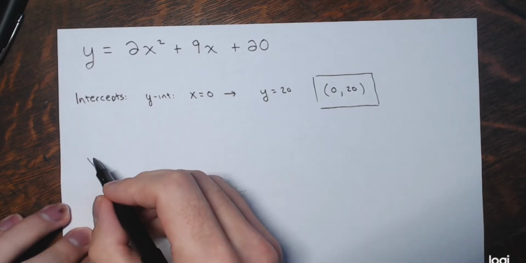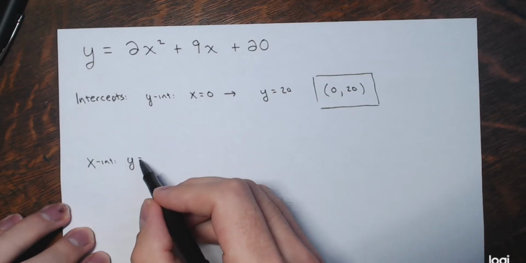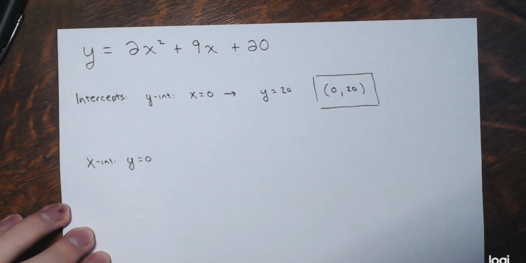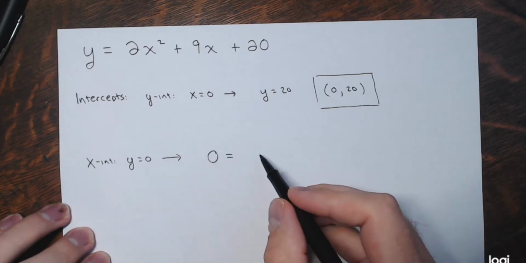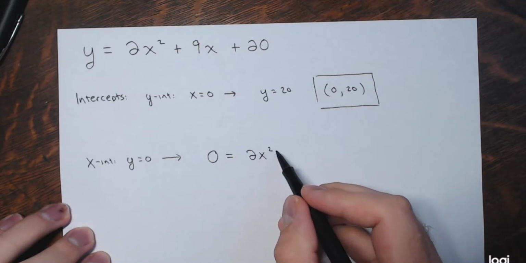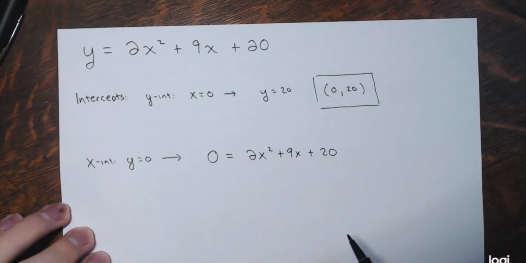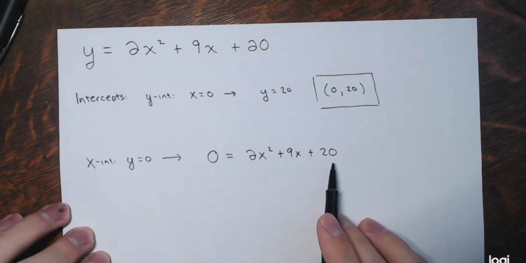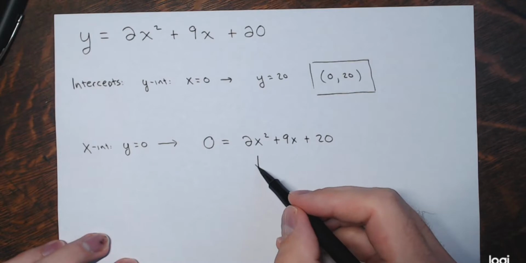Now x-intercepts, these are the tougher ones, right? You have to put y as 0. Put in 0 for y if you're on the x-axis. So I have the equation 0 equals 2x squared plus 9x plus 20, and this is already set up the way I want if I want to use the quadratic formula. So I'm just going to jump right to it and use the quadratic formula.